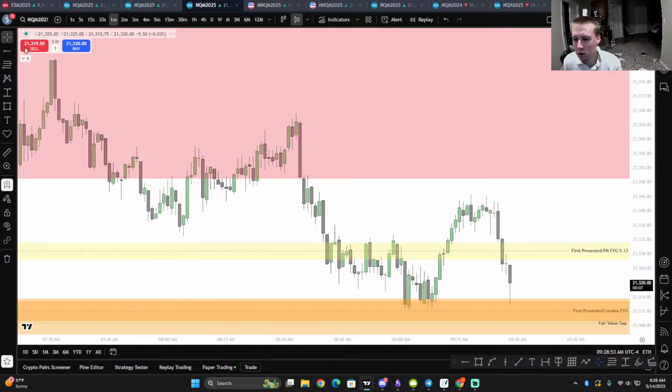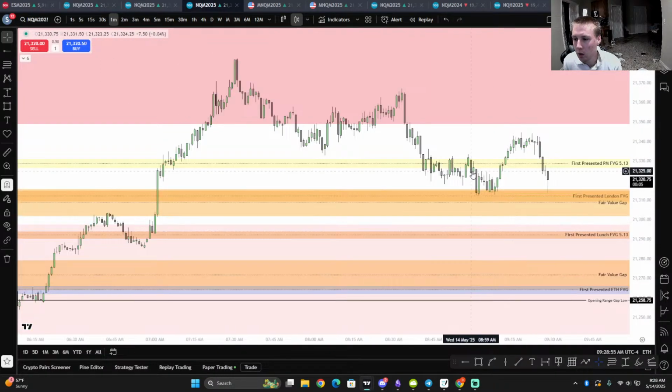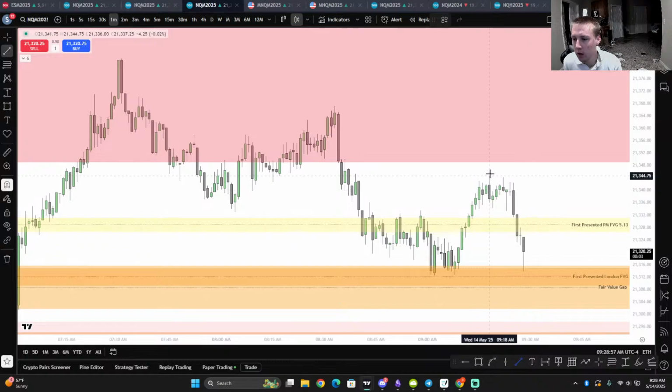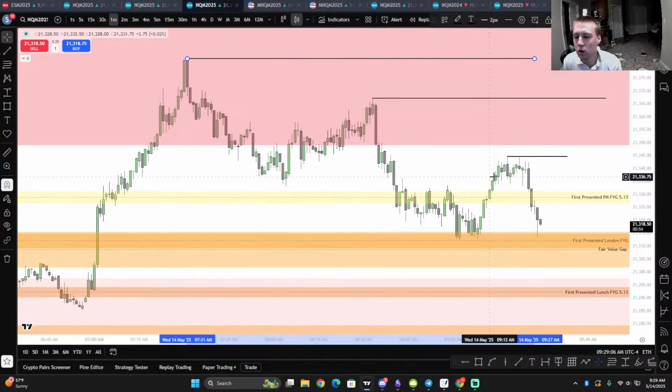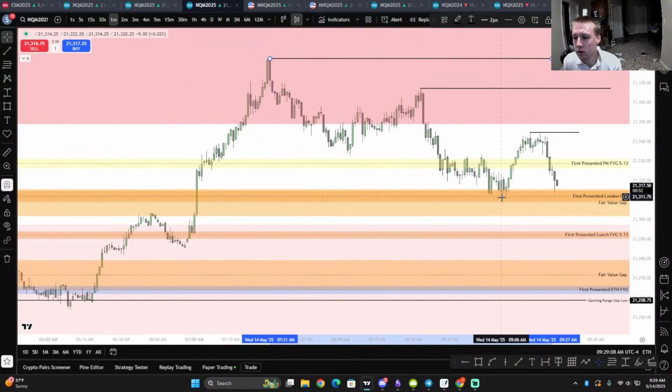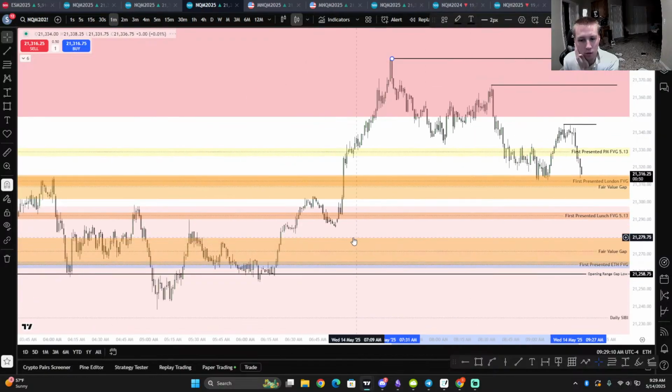Okay, let's go to ETH. All right, about to open up here. We have some relative equal highs here. We have a buy side liquidity pool here, a buy side liquidity pool here. Then we have some relative equal lows here, and then we have relative equal lows here, smooth edge.